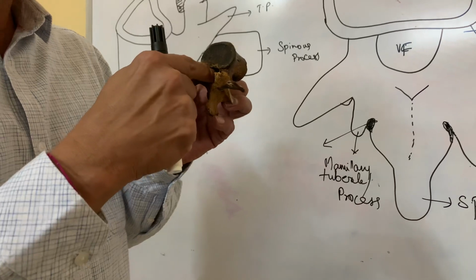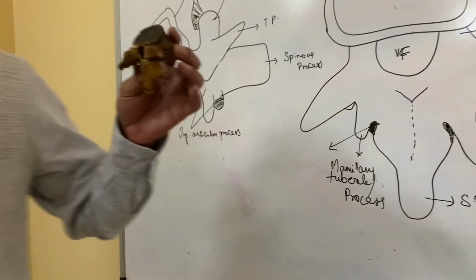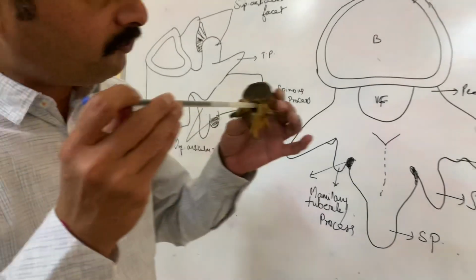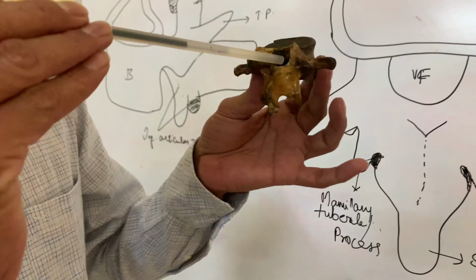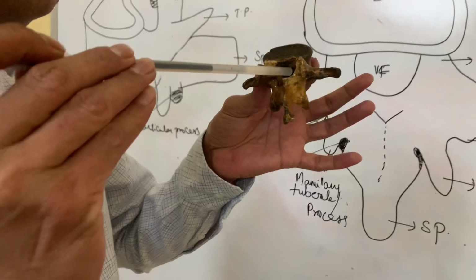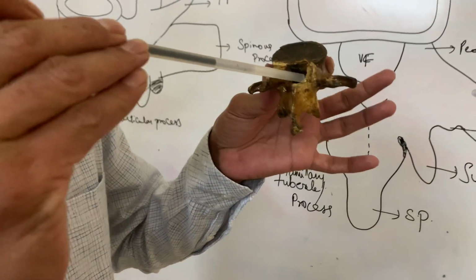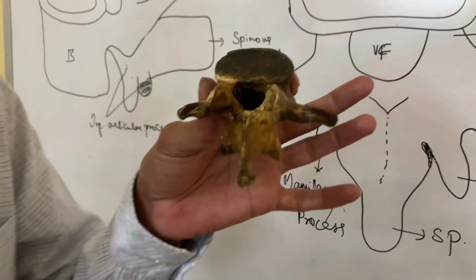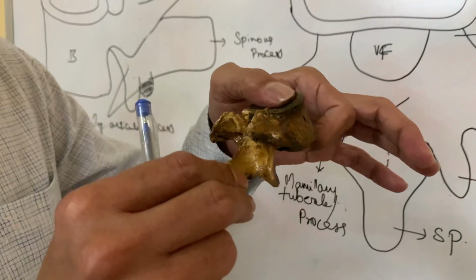On the posterior surface of the body, you can see numerous small thin perforations or holes, meant for the passage of the basivertebral veins. So this is all about the body.